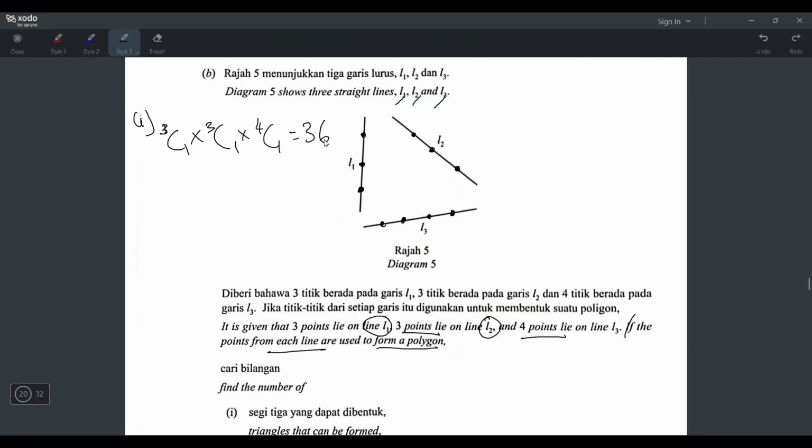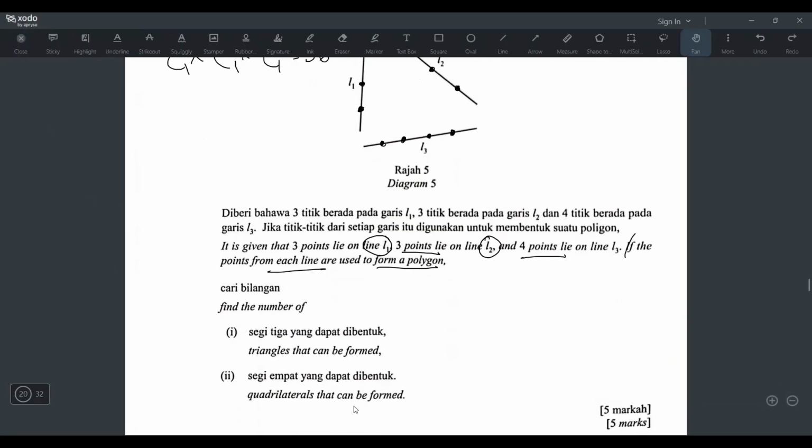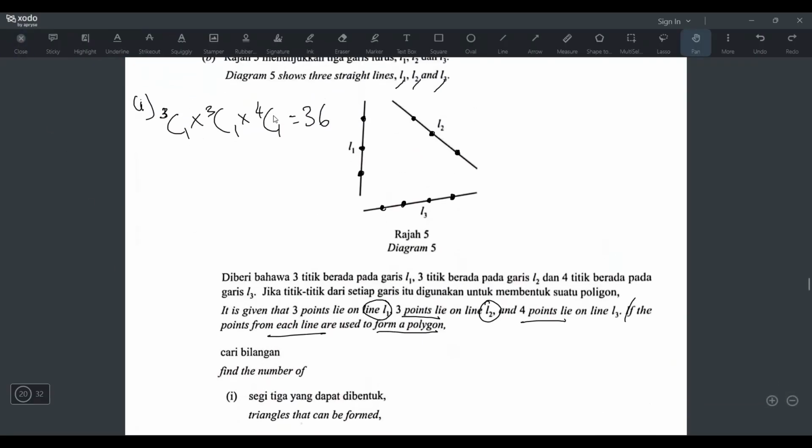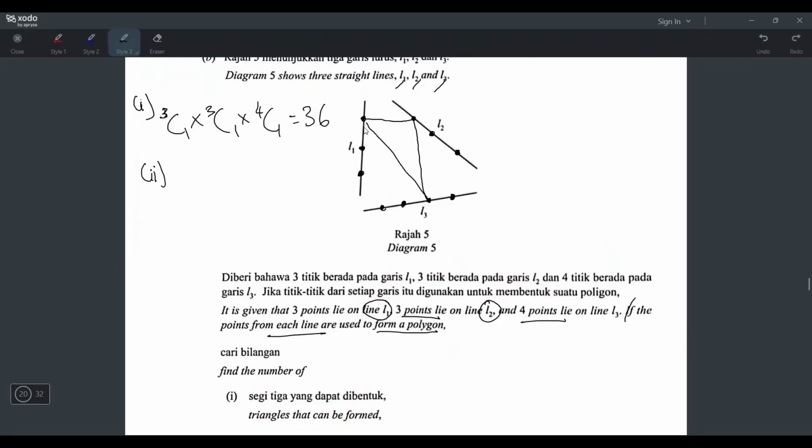Okay, second question, they said find number of quadrilaterals that can be formed. For quadrilaterals, you need 4 points, because a quadrilateral has four sides. So let me just draw one example here. I can use 1 point here, another point here, and another point I can use on L3. But as you can see, if I go like that, then it's not a quadrilateral, right? So maybe I have to go where? Maybe go here, and then go up.